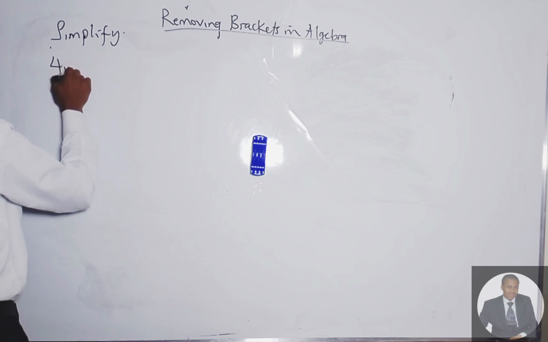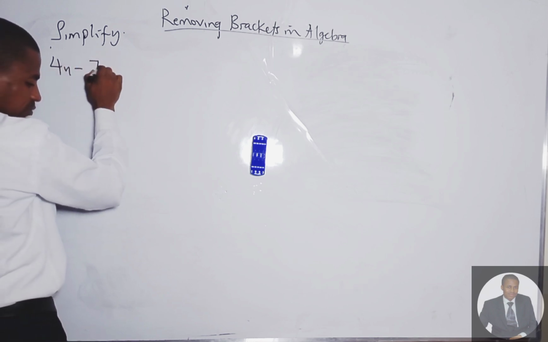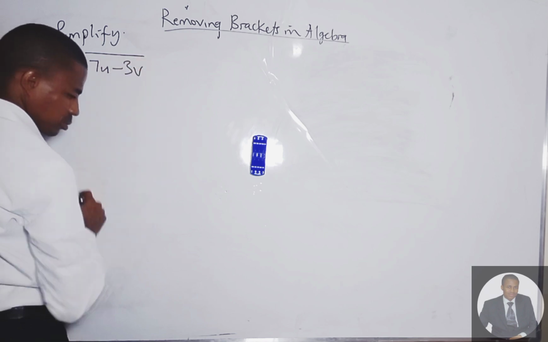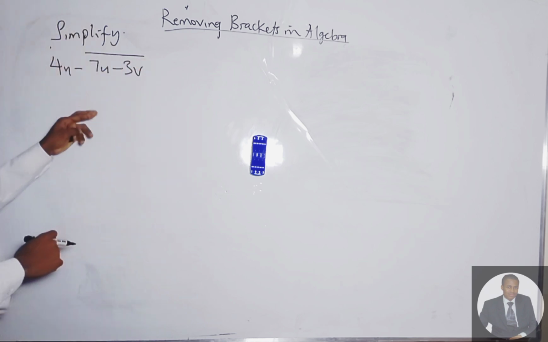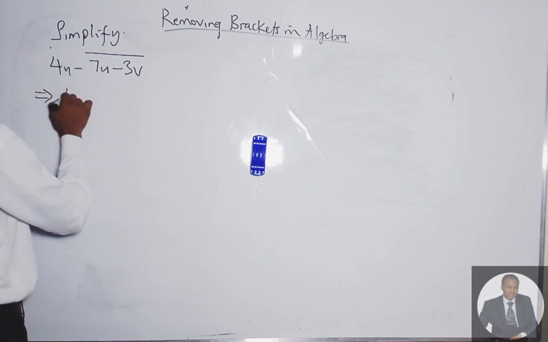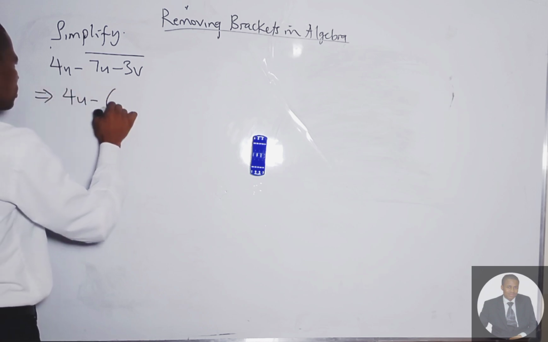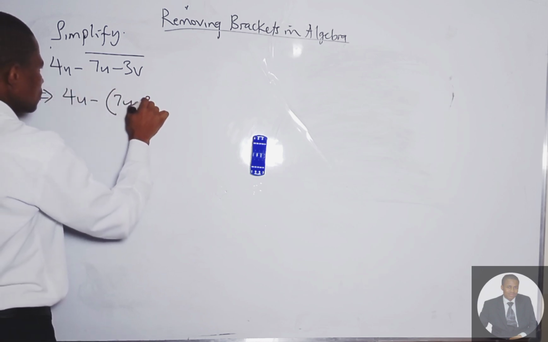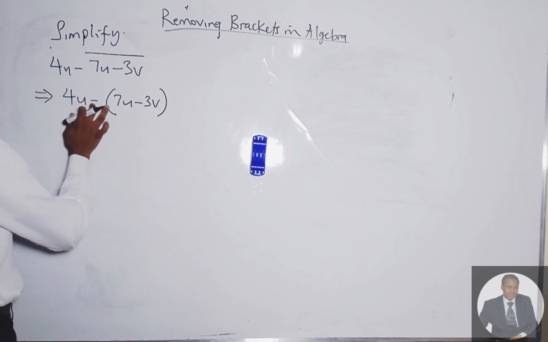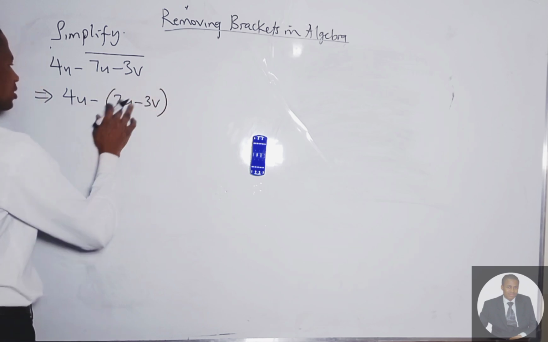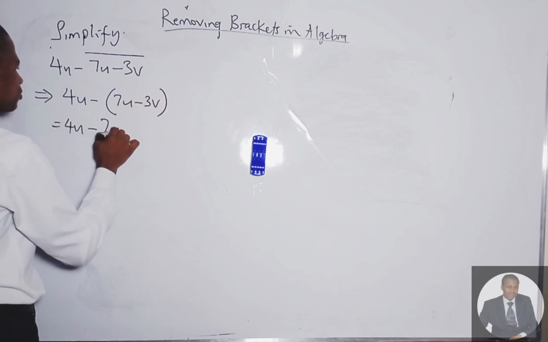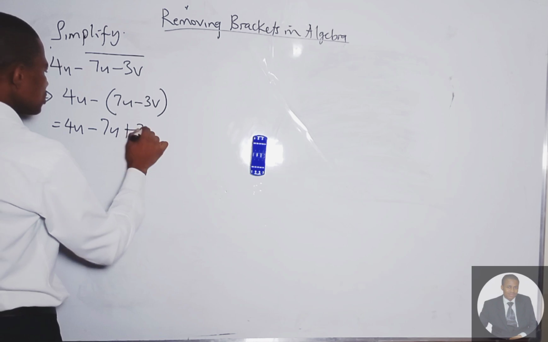We have 4u minus 7u minus 3v, and there's a bar on top. We have earlier said that this bar means bracket. So this question, this is what it looks like. Then we open the bracket. This minus will affect everything that is within the bracket. Gives us 4u minus 7u, minus times minus, plus 3v.